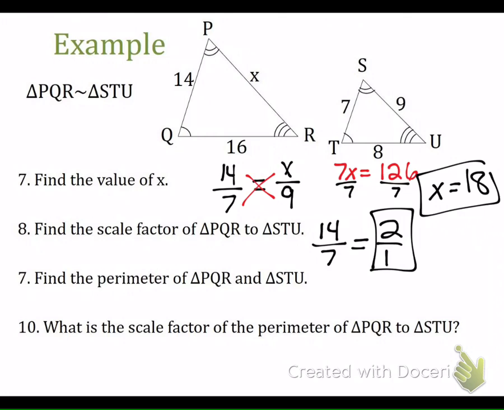the next one says find the perimeter of PQR and the perimeter of STU. So what is 14 plus 16 plus 18? What is it? Okay, so I'm just going to draw a little arrow. This one's 48. This one is what?